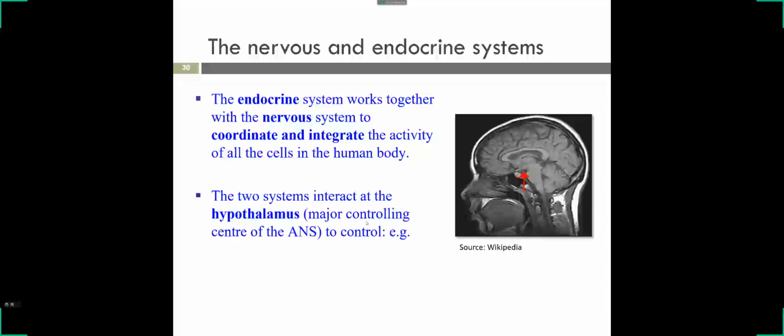They interact at several different places, but a major one is the hypothalamus. And here is where the nervous system and endocrine system overlap and interact with each other to control body temperature, circadian rhythms, appetite, to name a few.